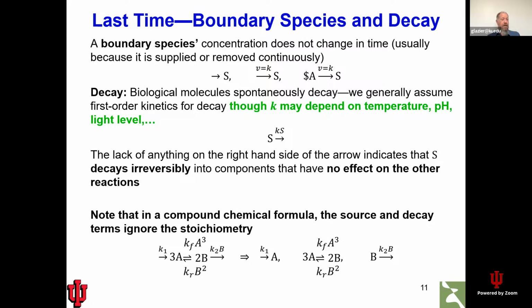That's an abbreviation for nothing goes to A, 3A goes to 2B reversibly, and then B goes to nothing. And so that's a shorthand that's a little bit unfortunate because it's mathematically inconsistent, but people use it. And so I'm just reminding you that that exists.